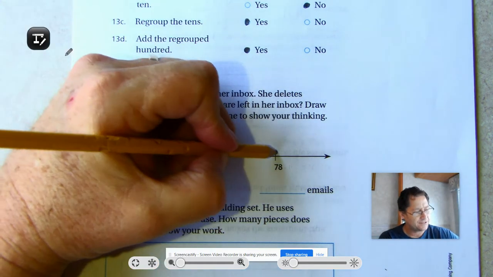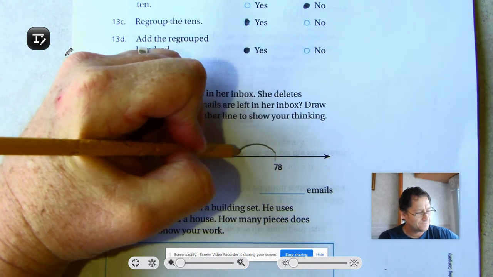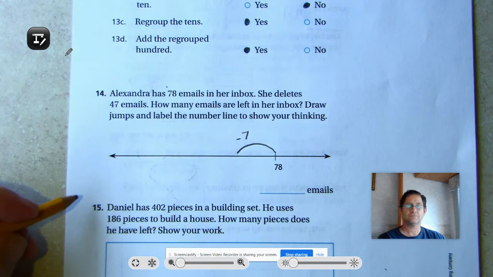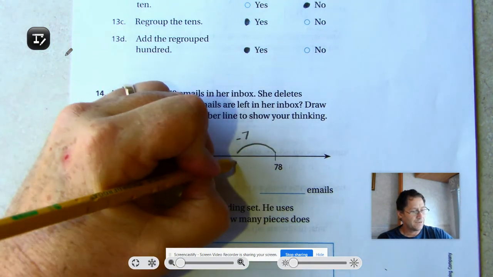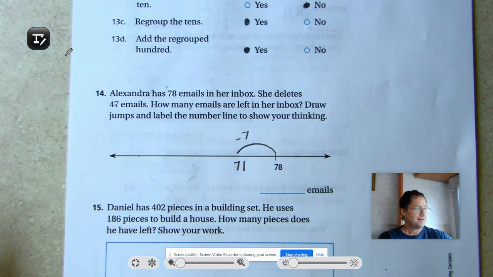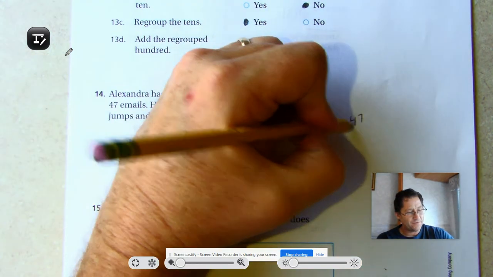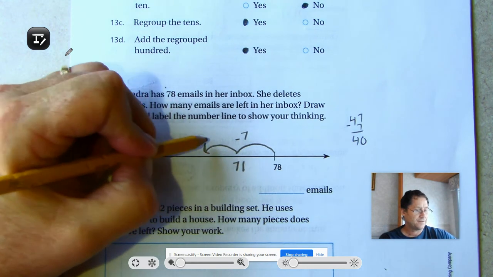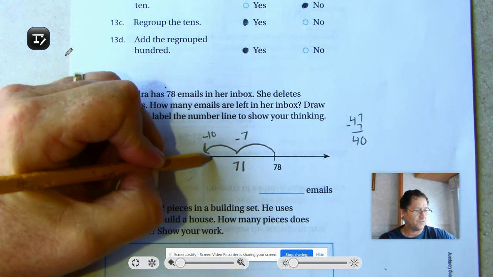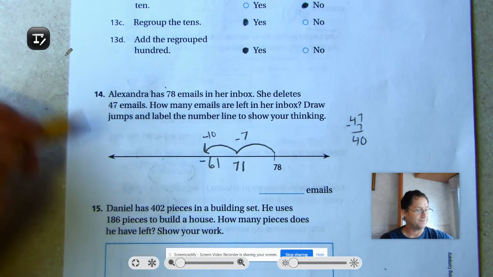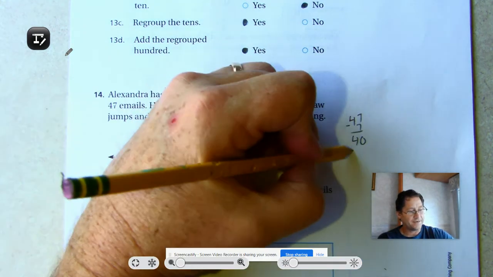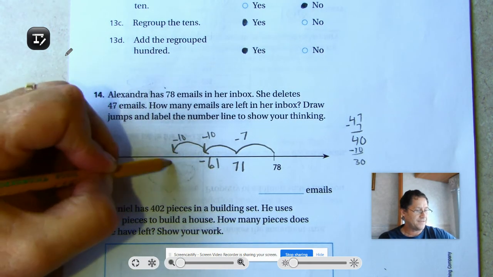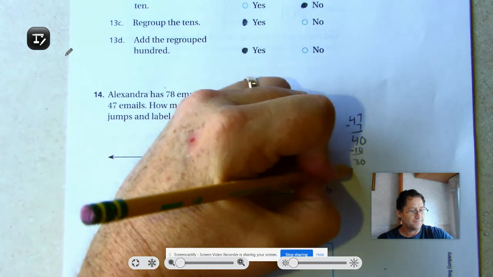All right, so let's start deleting emails. If I subtract 7, I'd be at 71. 47, take away 7, leaves me 40. So now I can do jumps of 10s. I'm going to subtract 10 from 71, leaves me 61. 40, take away 10, I still have to jump 30 more. Take away another 10, I'm at 51.